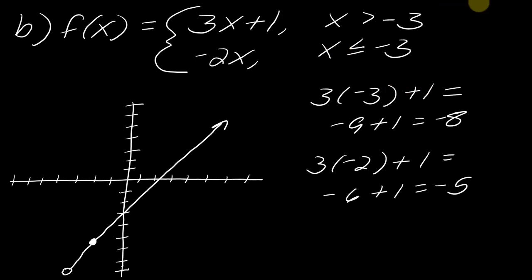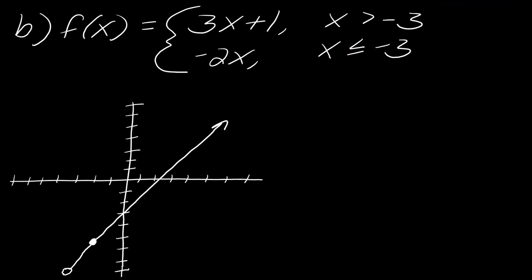So let me clear some space. All right, so once again, I need to know what's happening at -3, but now on this piece of the function. So I'm going to have -2 times -3, that equals just +6. So first I'm going to plot that point. So -3, +6, 1, 2, 3, 4, 5, 6. Does it get a closed dot or an open dot? It gets a closed dot, right, because it's got a less than or equal to.